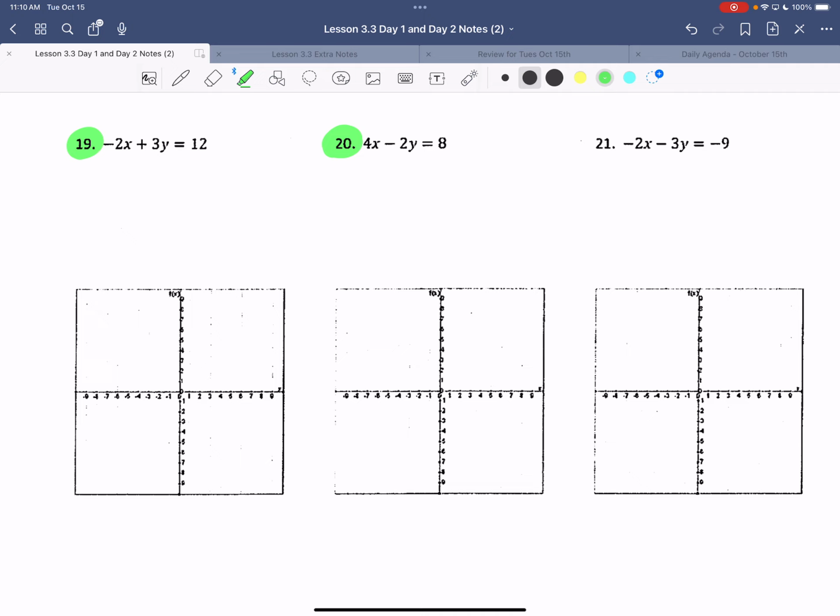Just subtract x. Subtract 1x. I think there's 2 or 3 on 19 and 20, right? Remember, leave that as a fraction. Don't convert that to a decimal. That's your rise over 1, so you want to get rid of that. I'm going to divide by negative 2. Everything is going to change.